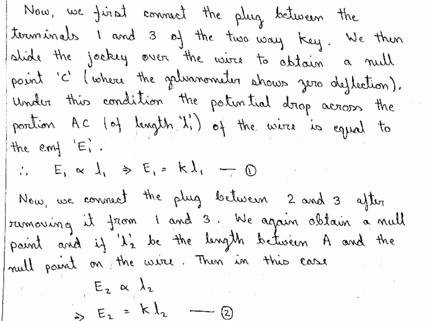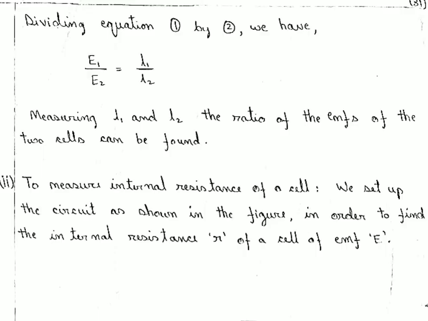So we have two equations, 1 and 2, and we divide the two equations. What we'll get is E1 by E2 is equal to L1 by L2. This is how we can compare the EMF of two cells. So by taking the ratio, we'll get the EMF of the two cells. Here remember, you have to find the null point in each case, for E1 and for E2.